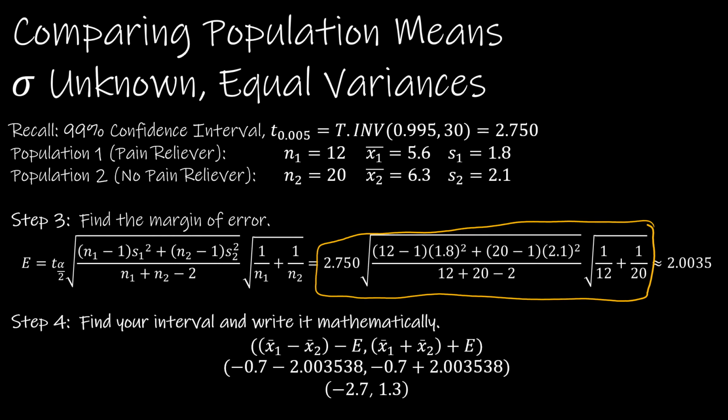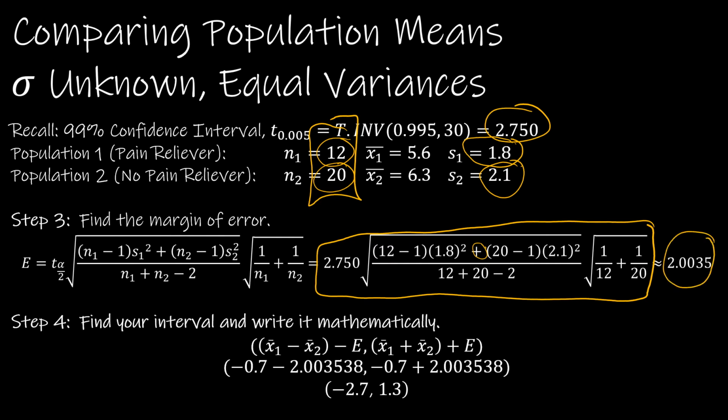We're going to take the 2.75, which we found on the previous slide. We're going to take the first n value minus 1, so 12 minus 1, which is 11. We're going to take the corresponding standard deviation and square it. Then we're going to take that added to the second degrees of freedom, so 20 minus 1, times the second standard deviation squared, and then divide it by the total number of degrees of freedom, which is 12 plus 20 minus 2, which is 30. And then we're going to take that times the square root of 1/12 plus 1/20, those values coming from the sample size.